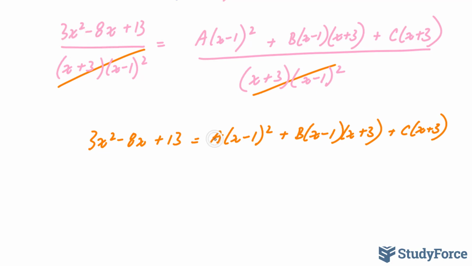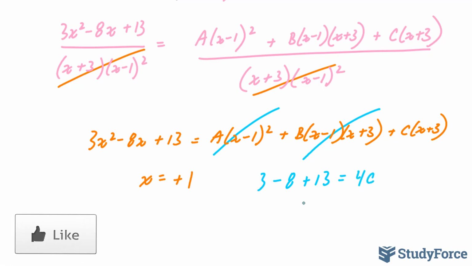The method that I'll use to find A, B, and C is I'll set certain x values that will make terms go to 0. So if I set x equal to positive 1, it will make this term go to 0, it will make this term go to 0, and we are left with only C times (x plus 3). Here's what I mean. 3 times 1 is 3, minus 8, plus 13 is equal to (1 plus 3) is 4, 4C. This side is equal to 8. And this side stays the way it is, therefore C is equal to 2.